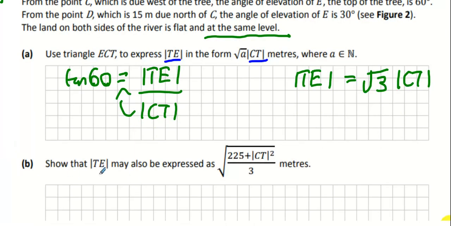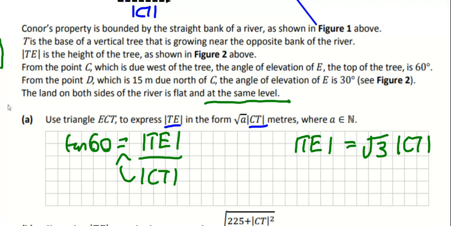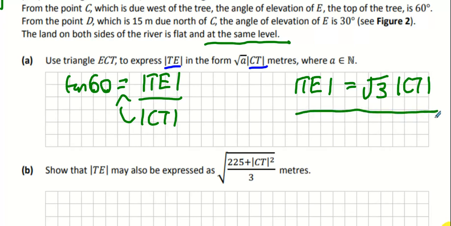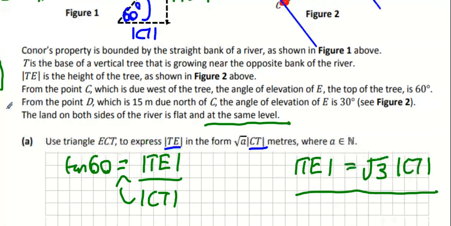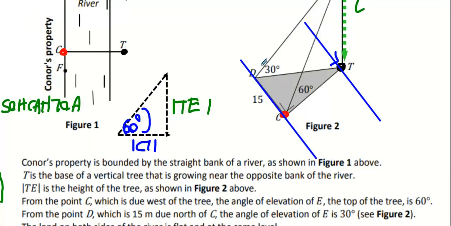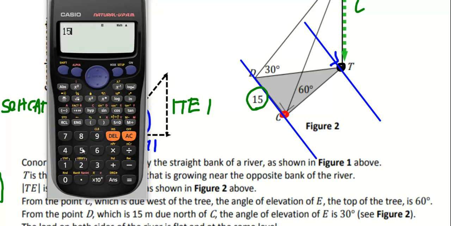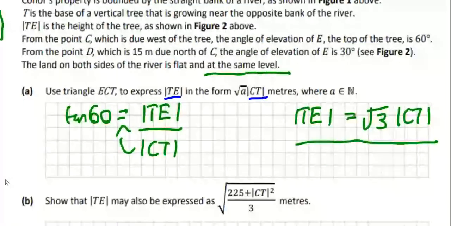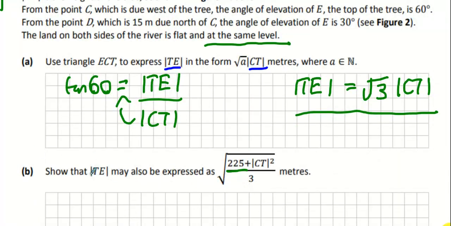Now, show that TE may also be expressed as the square root of 225 plus CT squared, over the square root of 3. Now TE, what other triangle will TE be in? Because that's the expression for TE using our triangle ECT. I need to find TE using a different triangle. Now here's what I'm thinking. See that 15? What's 15 squared? 15 squared is 225. And right there, that's 225.